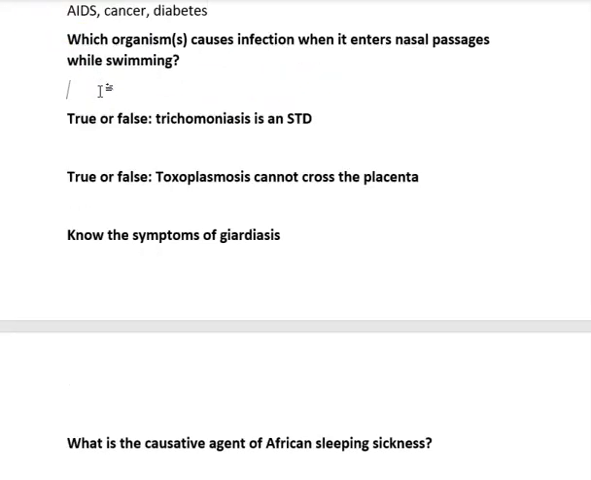All right, which organism or organisms can cause infection when they enter nasal passages while swimming? Well, I want you to know one of the brain-eating amoebas, and that one is Naegleria fowleri. True or false? Trichomoniasis is an STD. This is true. The causative agent of trichomoniasis, Trichomonas vaginalis, is transmitted sexually.